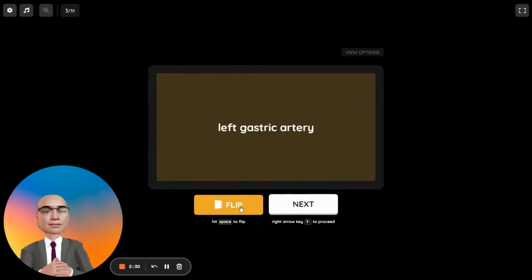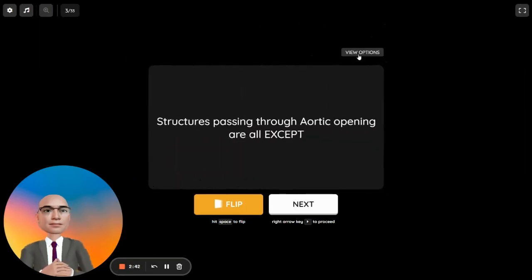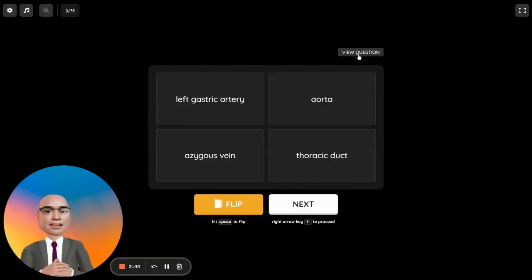So the option that has to be excluded was left gastric artery. The exception was asked. Let us see the options. So what were the options of this question? Aorta, Hirschheimer's vein, thoracic duct. And the exception is left gastric artery. It passes along with the esophagus, isn't it?